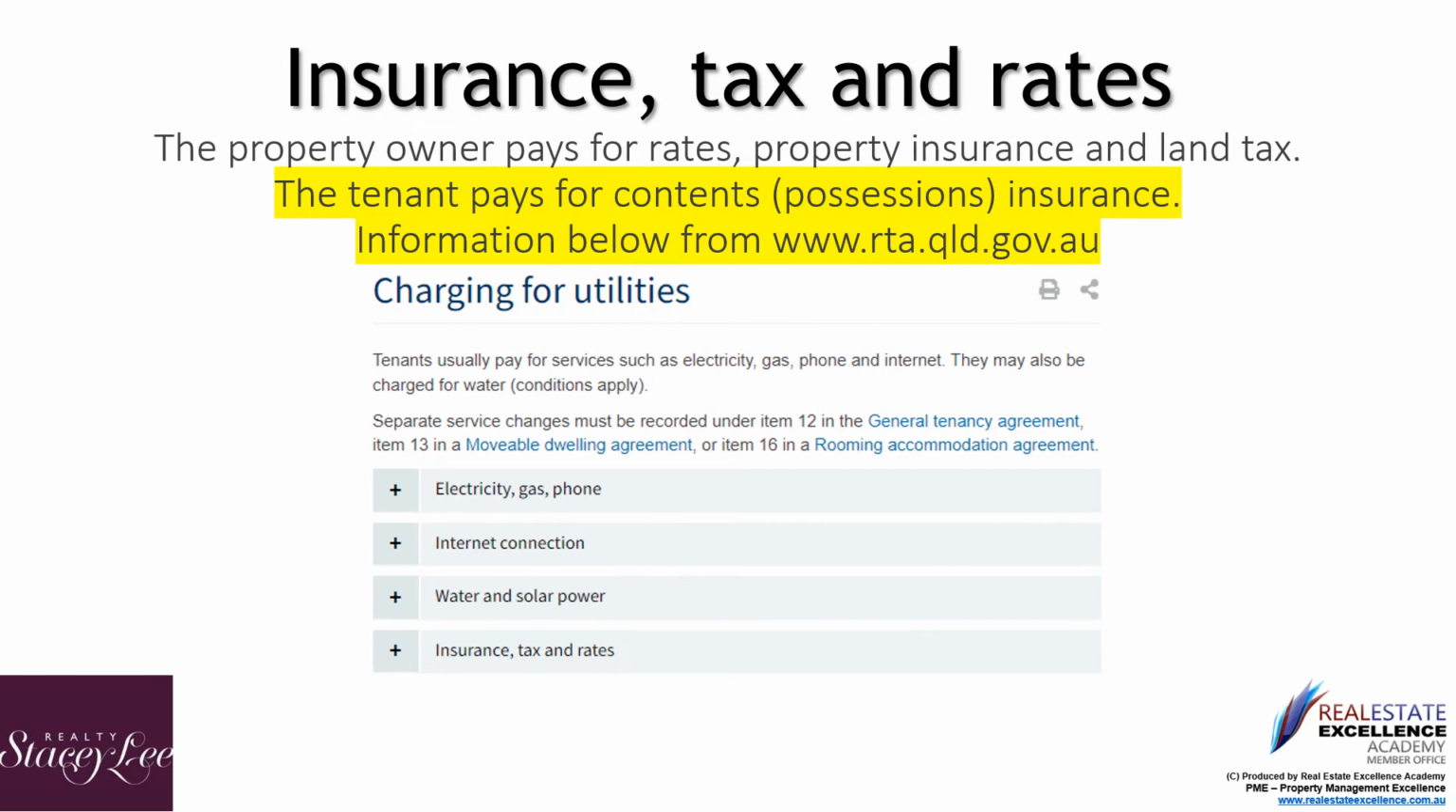During your tenancy agreement, it is your responsibility to pay for your own contents, possessions, insurance. Refer to the terms of the agreement in relation to electricity, gas, phone, internet, water or solar power, just to be sure that you're aware of all your requirements and responsibilities for connections of such services for your use. The property owner pays for rates, property insurance and land tax. Our agency strongly recommends that you ensure that you have contents, your own possessions insurance.